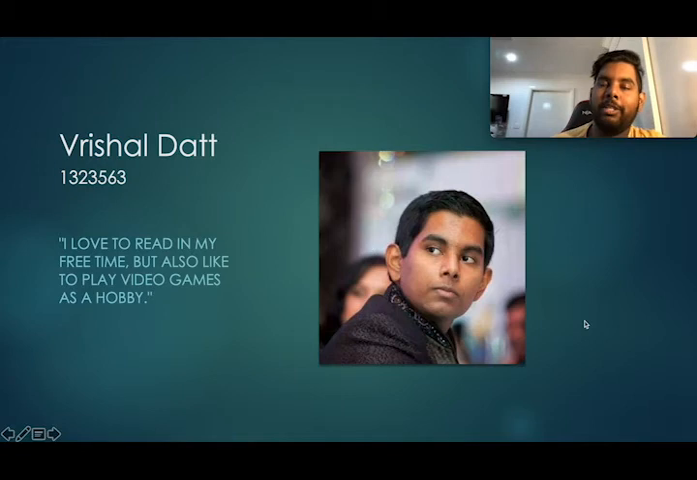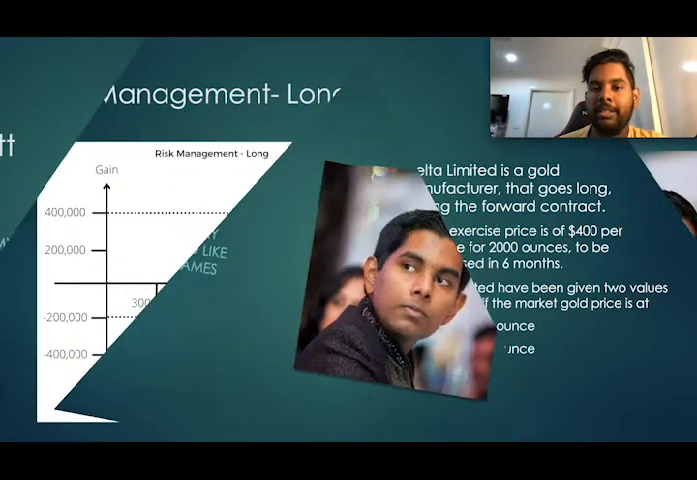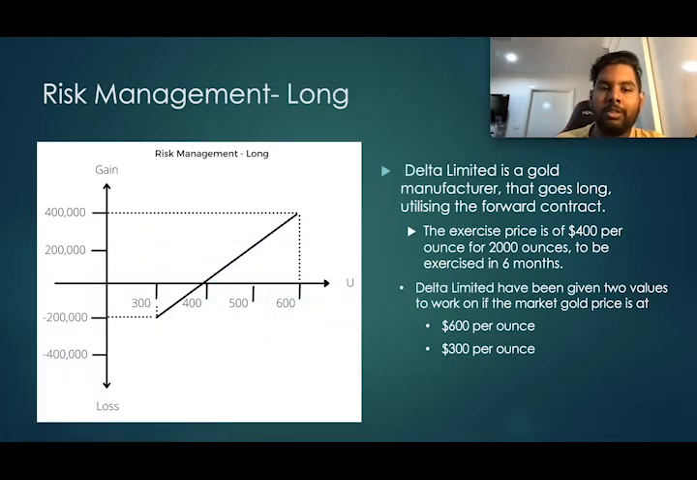Today I'll be explaining risk management, both long and short, and mergers and acquisition for cash, scrip, and combined. First of all, risk management long. Delta Limited is a gold manufacturer that uses a long forward contract. We had to calculate how much the market gold price would be at $600 and $300 per ounce, with the exercise price being $400 per ounce for 2,000 ounces, exercised in 6 months. So for $600, we see a gain of $400,000. For $300, we see a loss of negative $200,000.